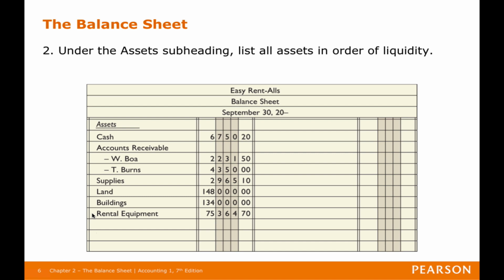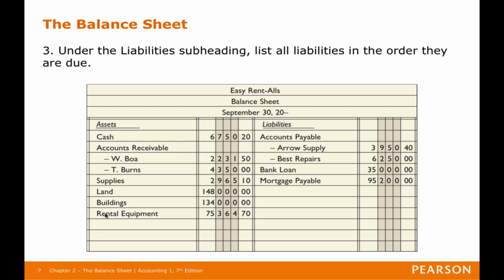Once we finish with our assets, we can move to the right side of the page to start filling in our liabilities. So you'll see the same thing here. We have a liabilities subheading, and liabilities are listed in the order that they are due. So accounts payable are similar to accounts receivable, but instead of money that Easy Rentals is expected to collect, this is money that Easy Rentals has to pay. In other words, they need to pay money to Aero Supply and Best Repairs. And like accounts receivable, generally these payments need to be made within 30 days.